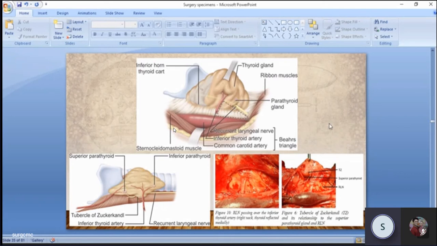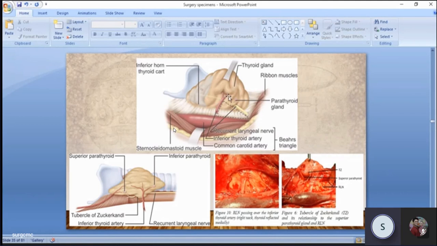If you tie here, there may be injury to the recurrent laryngeal nerve. So we tie the individual branches, close to the thyroid, both the arteries. Individual artery, meaning branches, not the trunk. We usually do not tie the trunk of the inferior thyroid artery.